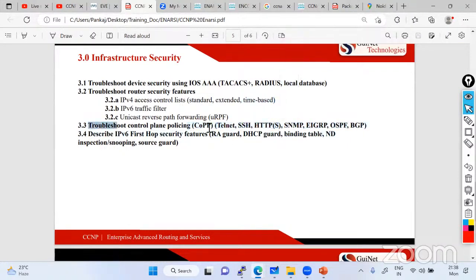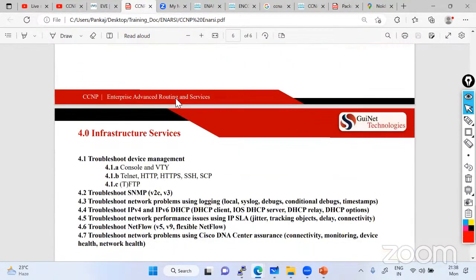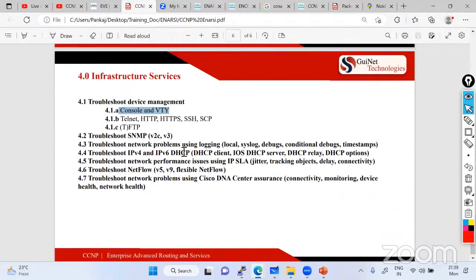So if you're coming from ENCOR, your ENARSI life will be very easy, because we discuss this infrastructure security in very much detail in ENCOR. Most of the things we discuss in detail, except IPv6. Telnet, SSH, TACACS, all of these we keep discussing in ENCOR, like console, VTY, telnet. So if you're doing ENCOR, ENARSI will be good because you already know most of the things.